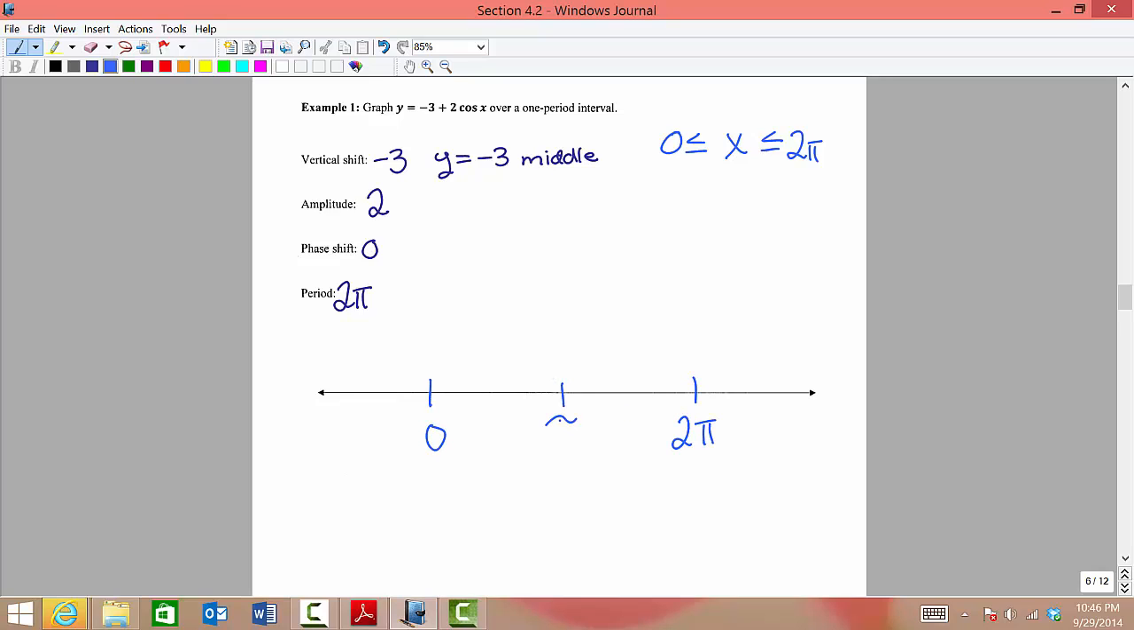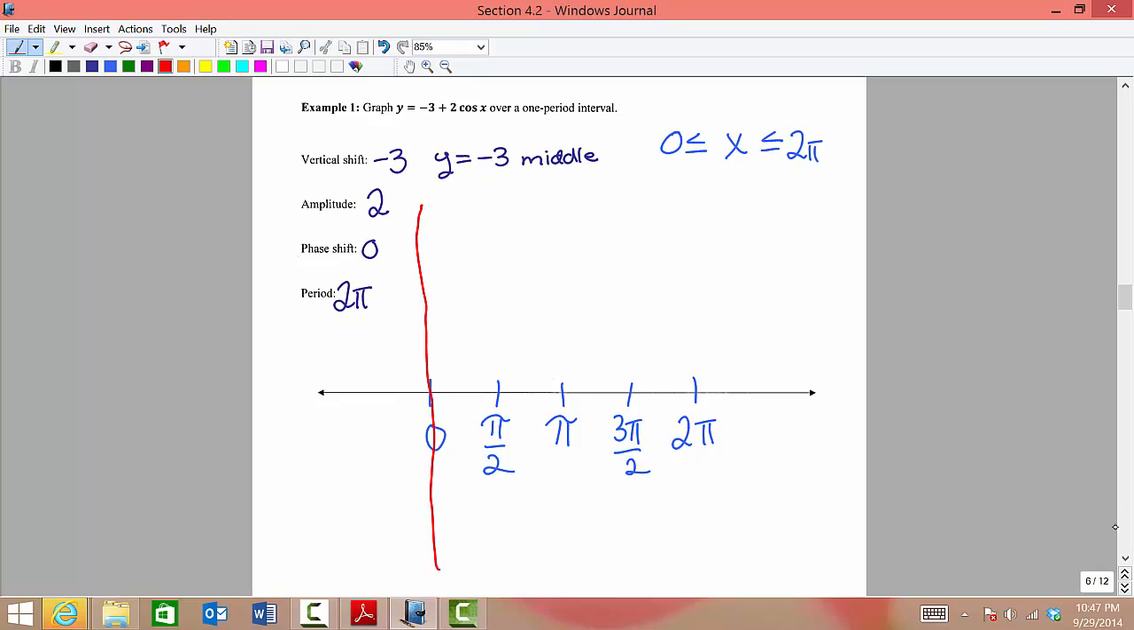And we know what the midpoint values would be. Just the usual 0 to 2 pi and pi over 2, pi, 3 pi over 2. So that tells us that our y-axis is right there.